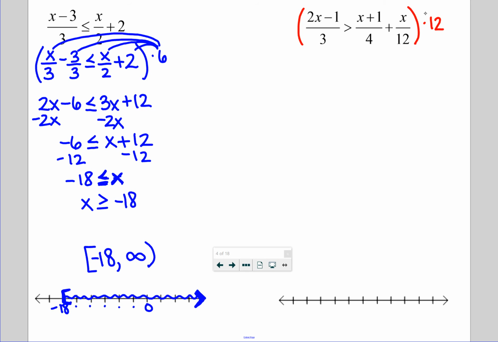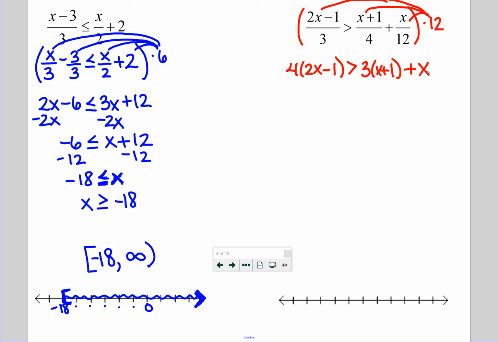So we're going to multiply 12 times all of my numerators. And really, you can think of it as 12 over 3 times this numerator. So really, it's 4 times 2x minus 1 would be the shortcut here. 12 times x plus 1 over 4. So we can think of that as 12 over 4, which reduces to 3 times that numerator, x plus 1. And finally, 12x over 12 would just simplify to x.